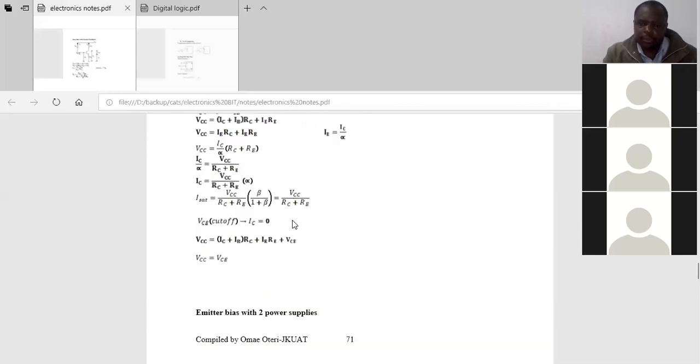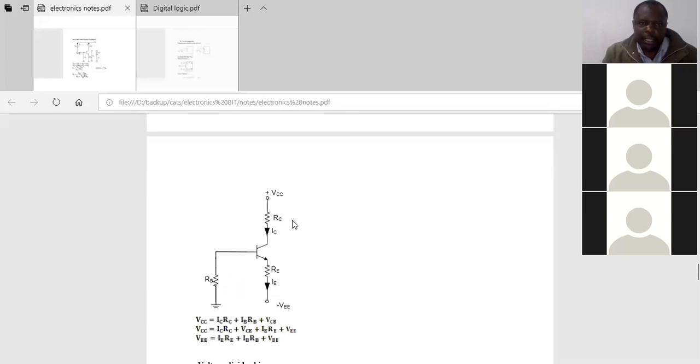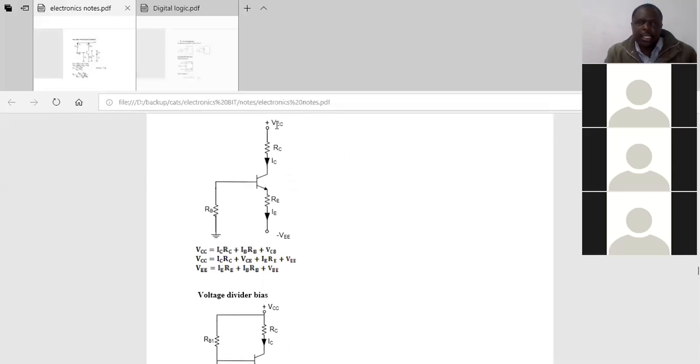So the next one will be the base bias with two power supplies. That's what we are seeing here. And our equations that we are going to pick from here are basically that you can actually have VCC is equal to ICRC plus VCB plus IERB plus IBRB, sorry. And the other very important one is VEE is equal to IERE plus VBE plus RBIB. So that's the equation we have here.